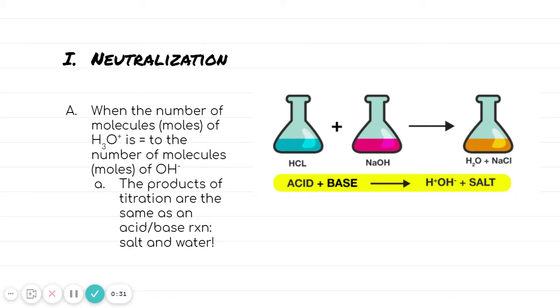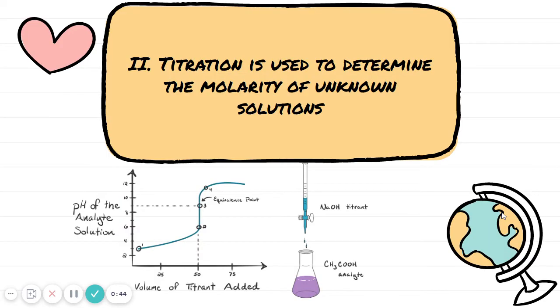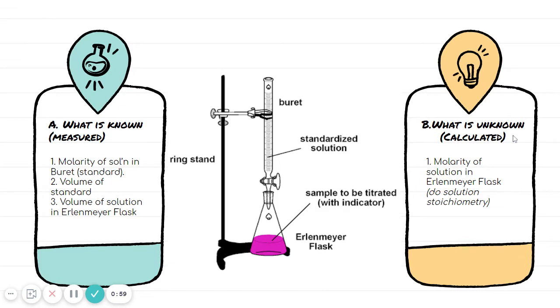So titration is finding a point at which the number of moles of your hydronium ion equals the number of moles of your hydroxide ion, so that you can then calculate the equivalent molarities. So we usually use it to determine the unknown molarity of a solution. If we have the molarity of an acid, but we don't know the molarity of a base, we can titrate them to calculate it, or vice versa.